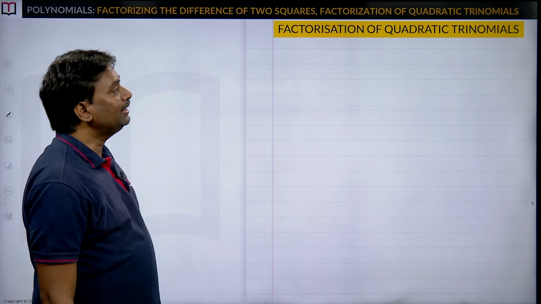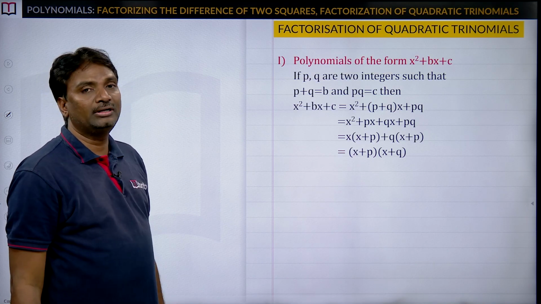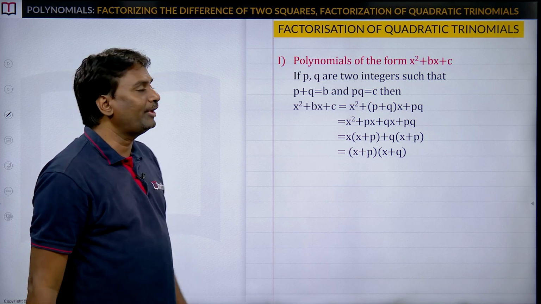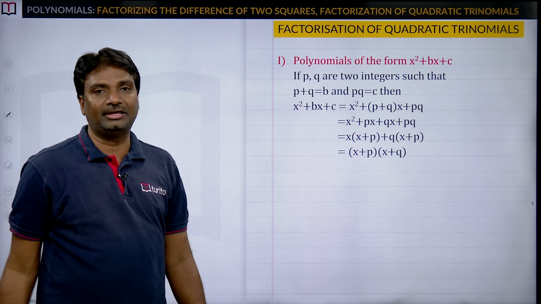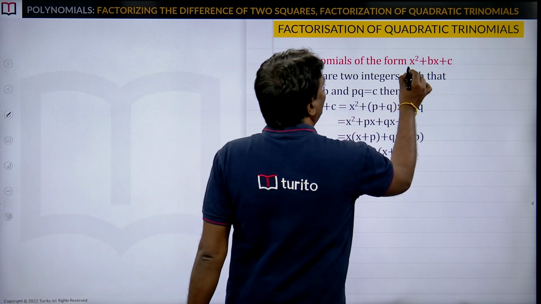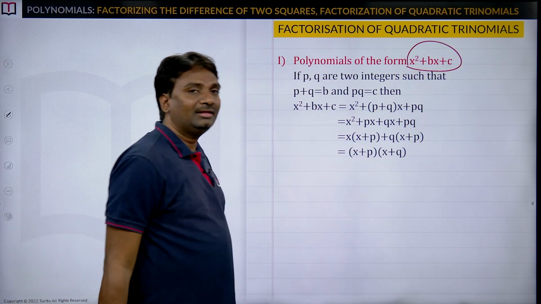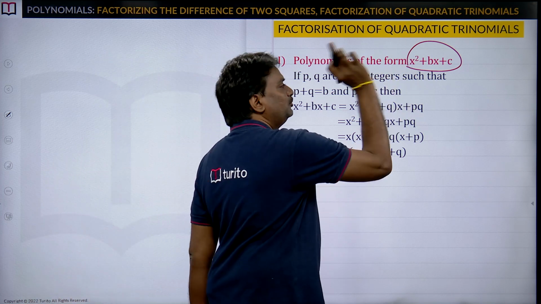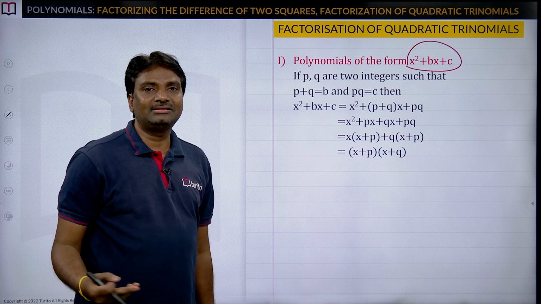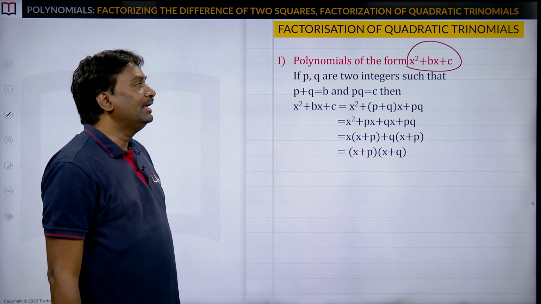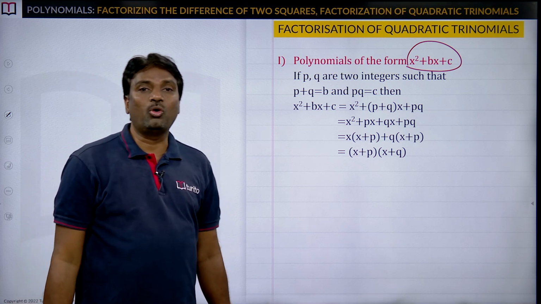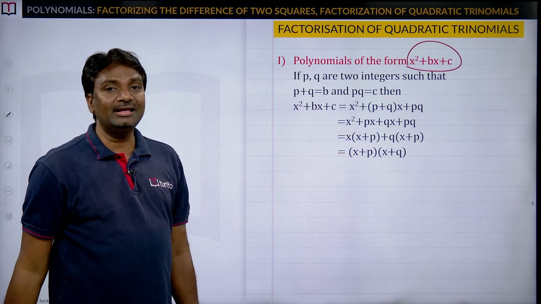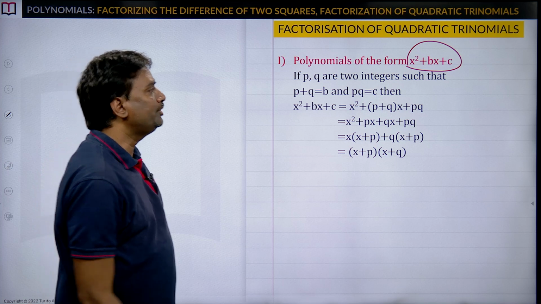a quadratic trinomial. So, when a quadratic trinomial is given, polynomials of the form x square plus bx plus c. So, by observing this polynomial clearly, that is a second degree polynomial. How many terms are there? 1, 2, 3. So, 3 terms are there, that is why that is a trinomial. Since the degree is 2, that is a quadratic trinomial. So, if p comma q are 2 integers such that p plus q equal to b.